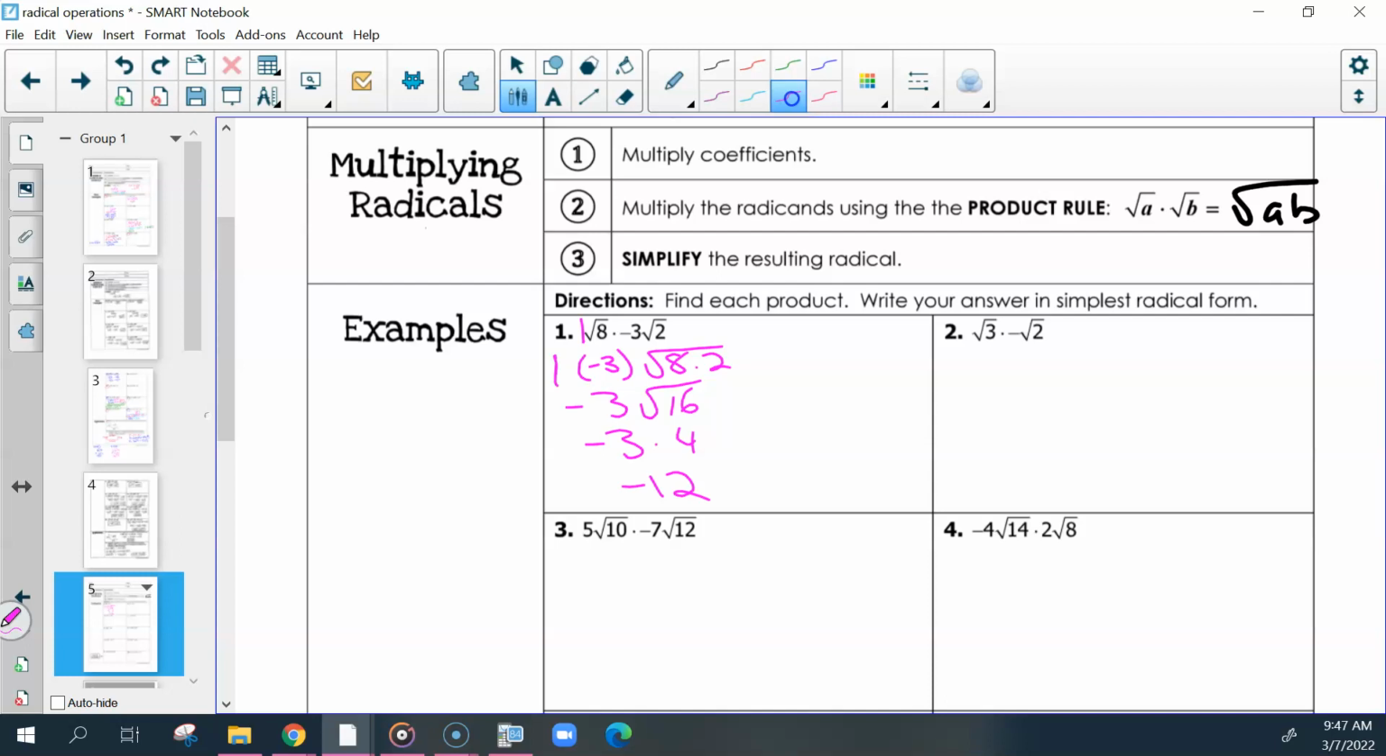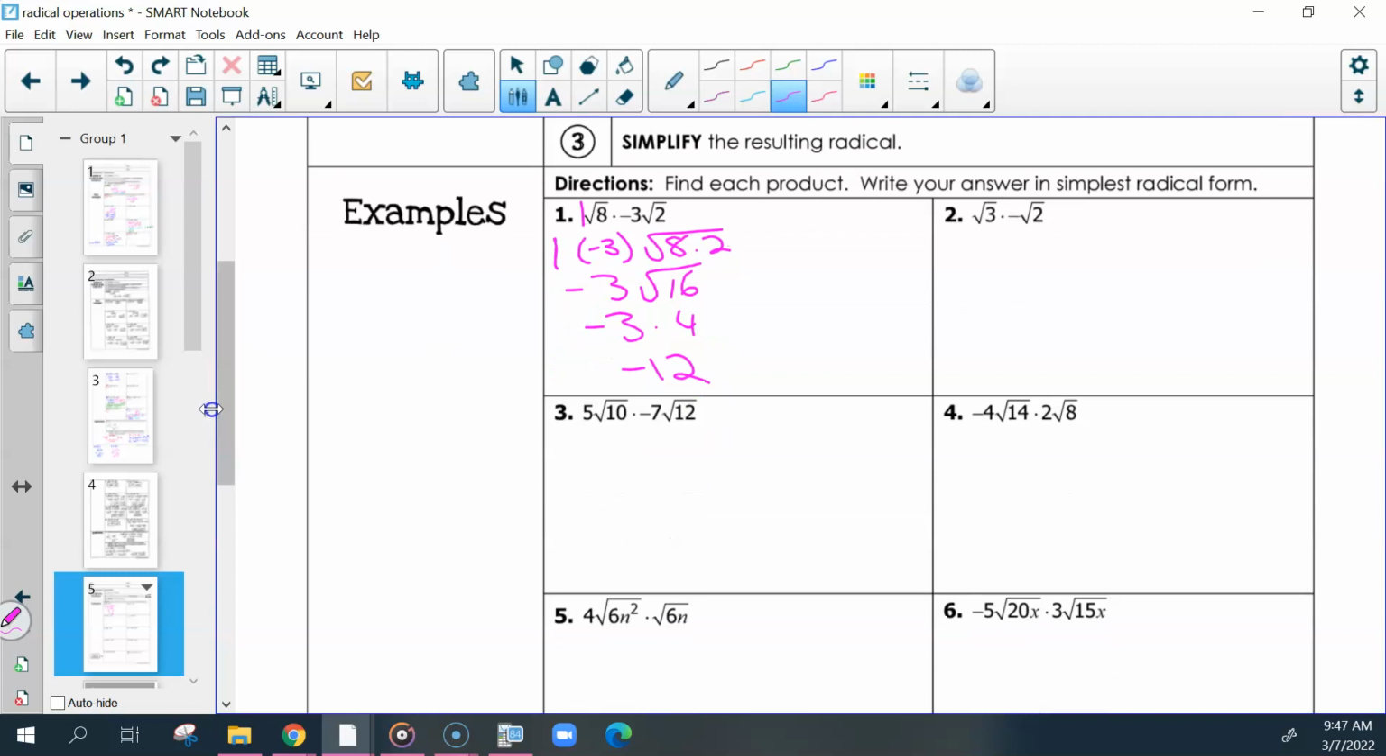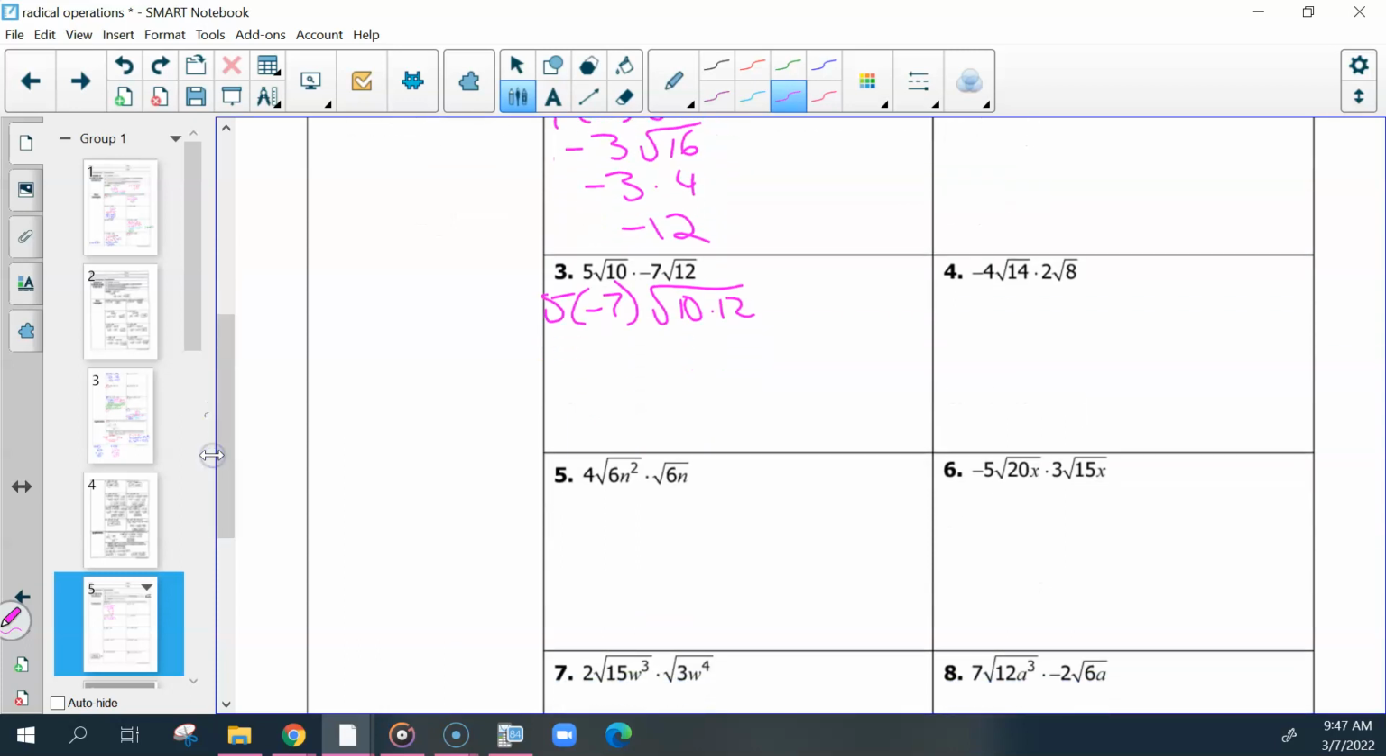Let's jump to number 3. Same thing, but now we're multiplying 5 and negative 7 on the outside and 10 and 12 on the inside. On the outside, we have what? 5. On the inside, we have what? We can simplify 120. It's not a perfect square, but what is the highest perfect square we can divide it by?